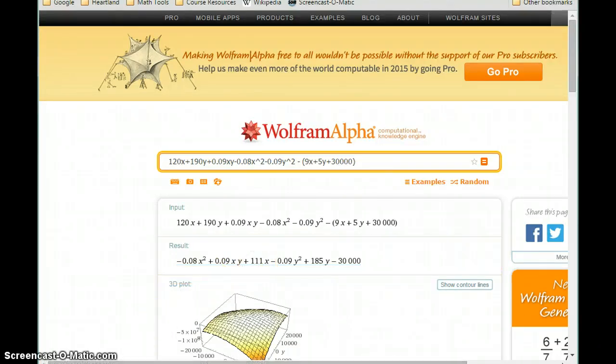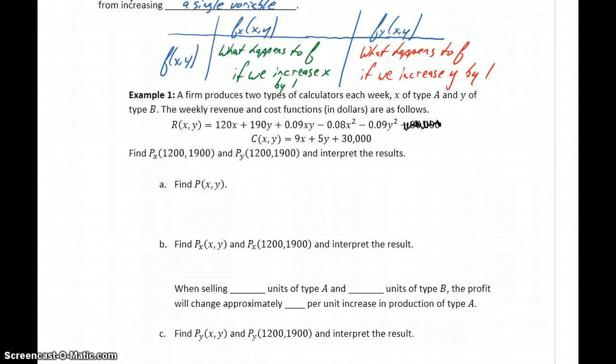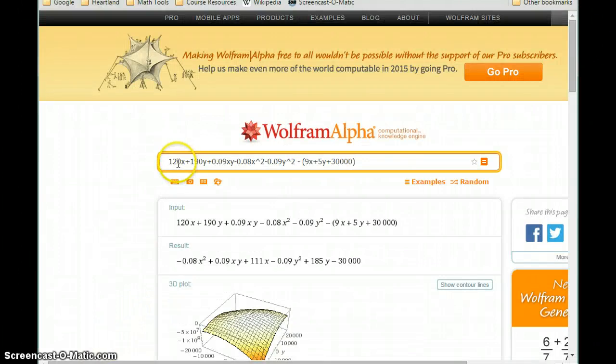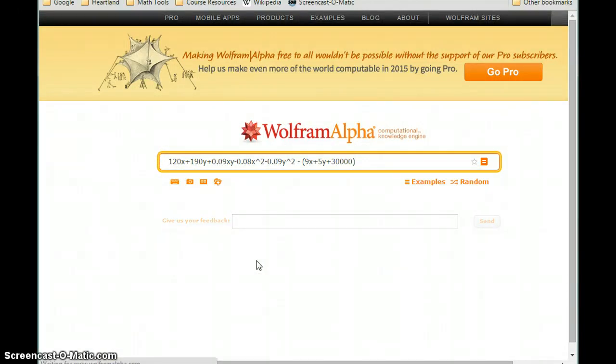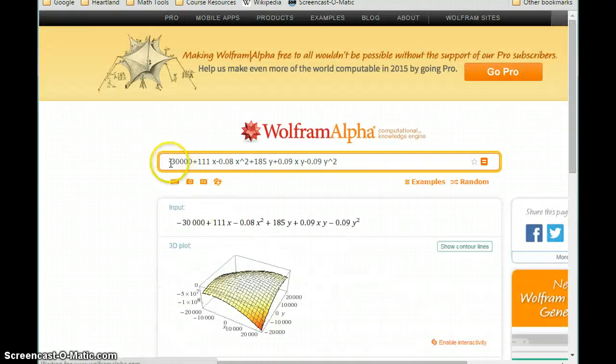The next thing that we want to do in part B is find p sub x, so the derivative of that function with respect to x, evaluated at x equals 1200, y equals 1900, and interpret the result. So we can click on this result to avoid having to retype that. So we've got our profit function. We could get the derivative of this function, and what we'll do is actually take care of parts B and C at the same time.